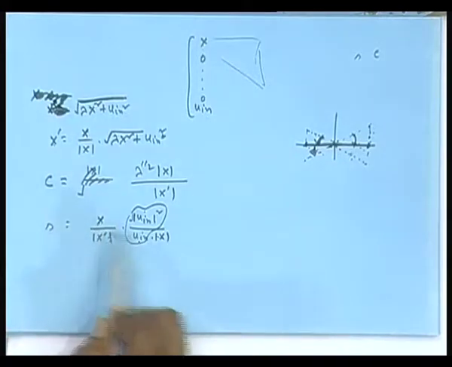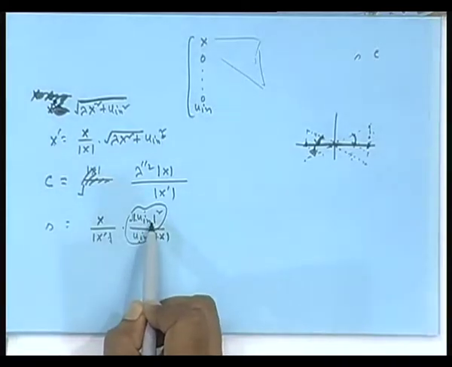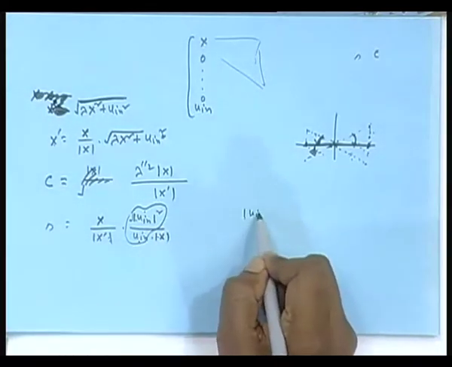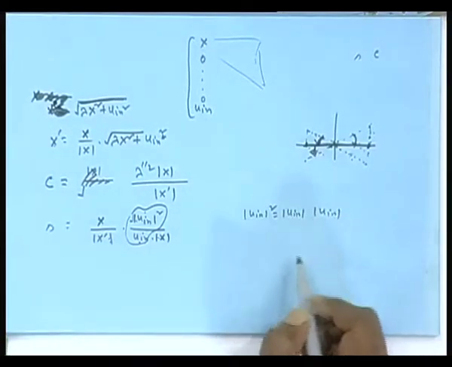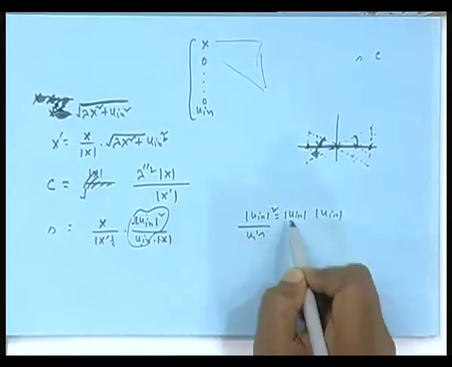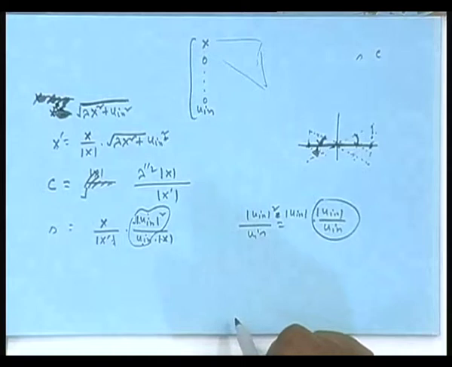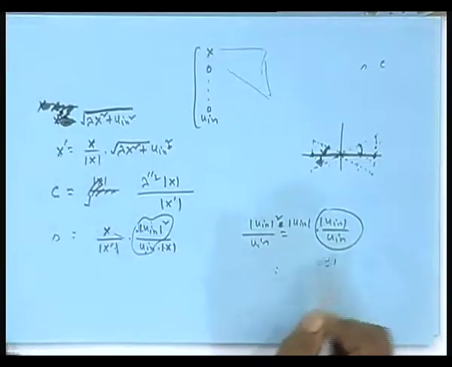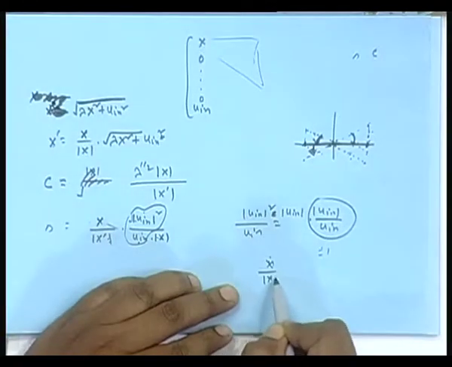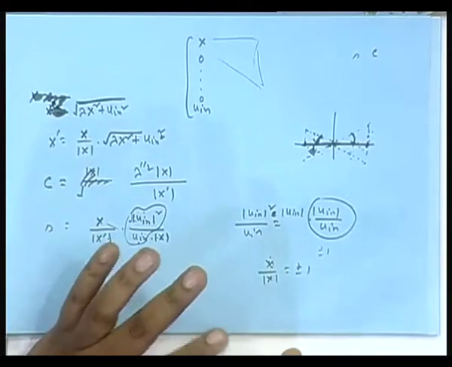Just you check, x by mod x can be either plus 1 or minus 1, and mod u in square you write as mod u in times mod u in, and this mod u in by u in you write as this into u in. So, this quantity is plus or minus 1, this quantity x by mod x is also plus or minus 1. So, both the signs will be taken care of here.